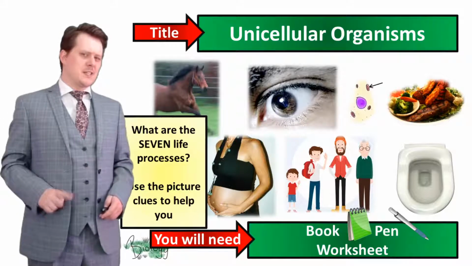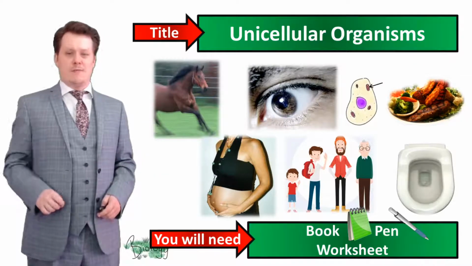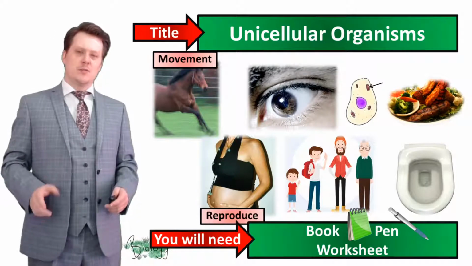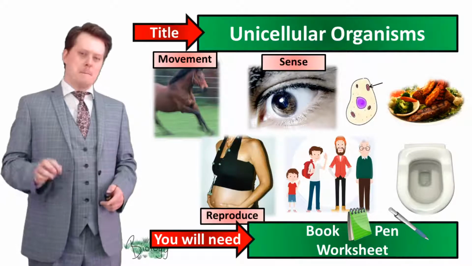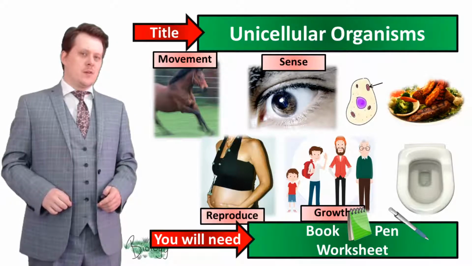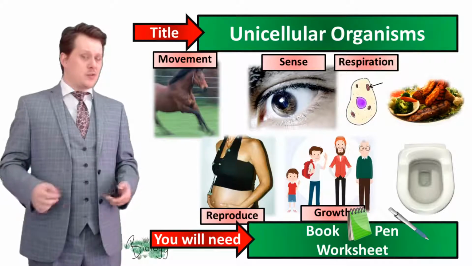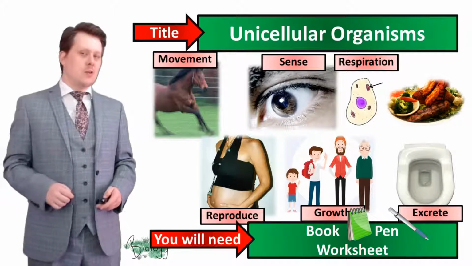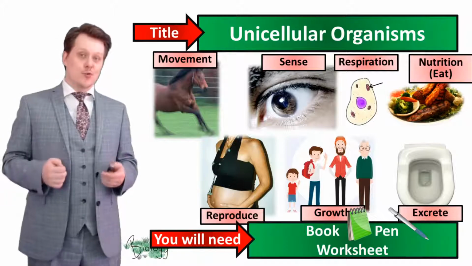Have you got your processes? Let's have a look. So all living things are capable of movement. All living things reproduce. All living things sense, maybe not in the same way that we do. All living things are capable of growth. All living things respire to release energy. All living things excrete, and that's because all living things require nutrition.